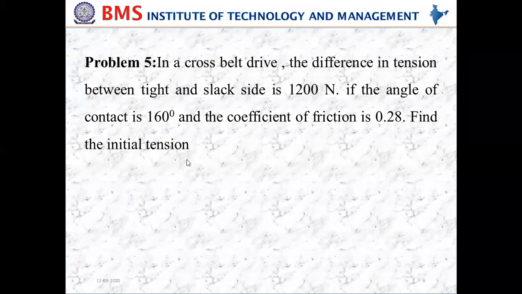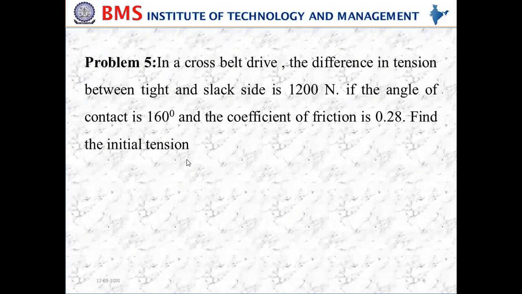So we know that the initial tension equation is equal to T1 plus T2 by 2. So T naught is equal to T1 plus T2 by 2. Here, what you are going to find out is T1 and T2, then you need to substitute in that equation. Then you will get the initial tension.